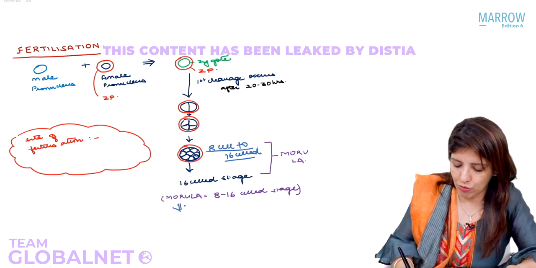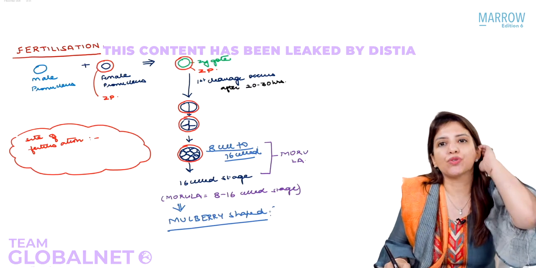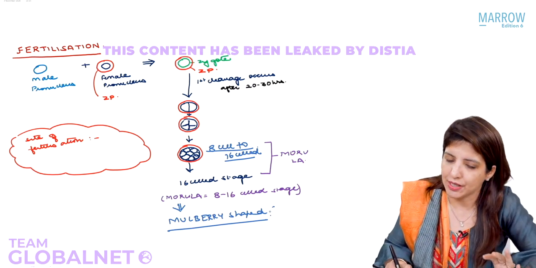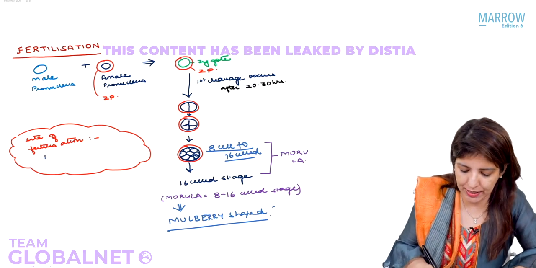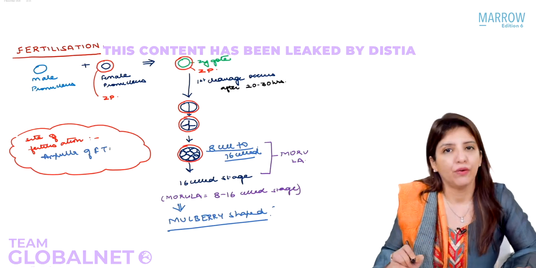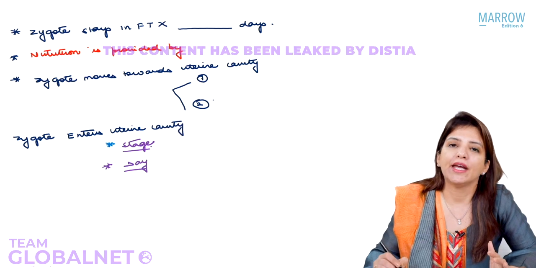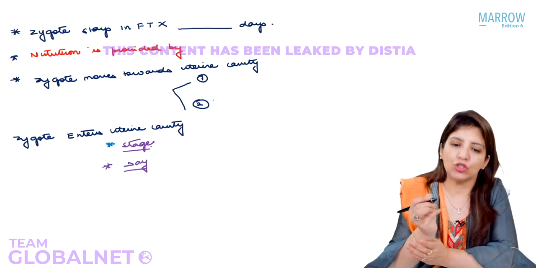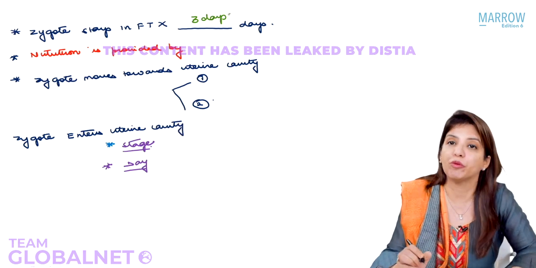Why is it called a morula? Because morula means mulberry shaped, right? And till now the morula is also surrounded by zona pellucida, right? Now where was fertilization happening? Fertilization was happening in the ampulla of the fallopian tube. Right? Now, this morula or this zygote is going to stay in the fallopian tube for 3 days. For 3 days, it will be inside the fallopian tube.